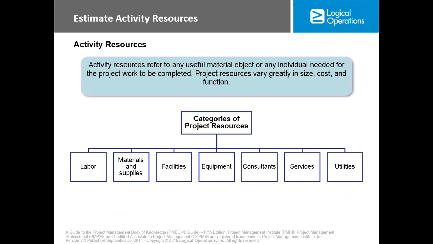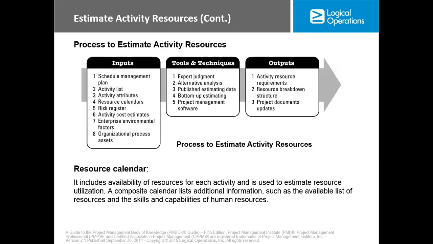Now, the next we have is estimate activity resources. It's another process. Now, activity resources refer to any useful material or any individual needed for the project work to be completed. Project resources vary greatly in size, cost, and function. So we have human resource, we have labor, okay, which is part of human resource. Then you have material resource and other resources. So categories of project resources: we have labor, which has to do with human resource. Then we have material and supply, facilities, equipment, consultants, services, utilities. They are all referred to as resources.